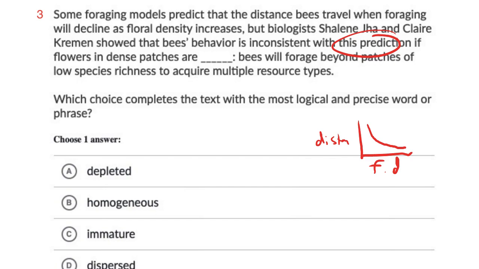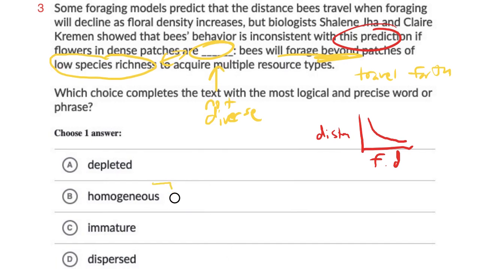Okay, so they'll forage beyond. That means that they will travel farther if they have patches of low species richness. So that means that the blank here is going to mean something like low in species richness, not diverse. If they have high species richness, that means they're diverse. They have this kind of flower, that kind of flower, this other kind of flower. So if they are not diverse, if they are homogeneous or homogenous, depending on the region.